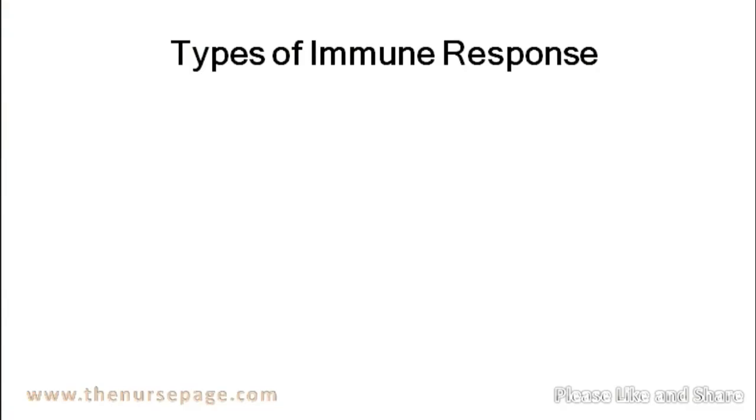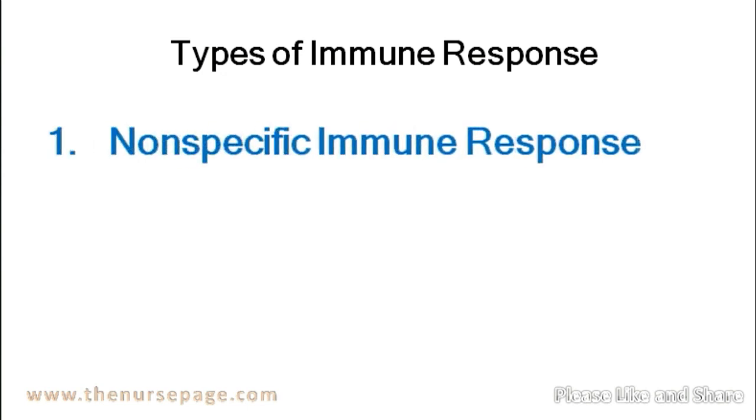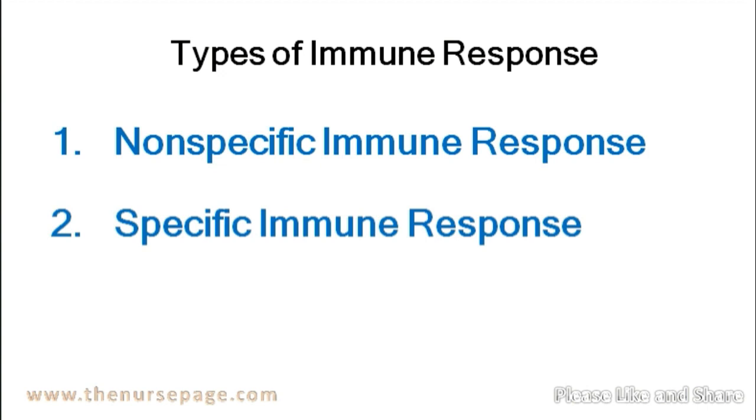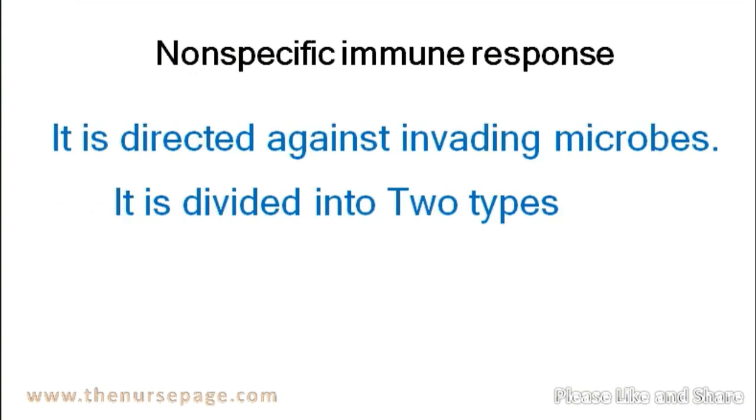Types of immune response. Immune response includes two types: non-specific immune response and specific immune response. Non-specific immune response is the first level of immune response that is directed against invading microbes. Non-specific immune response is divided into two types.